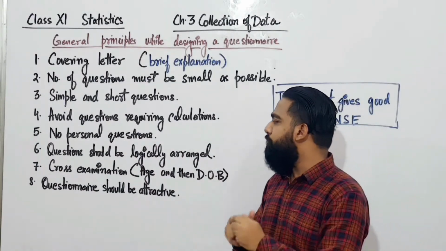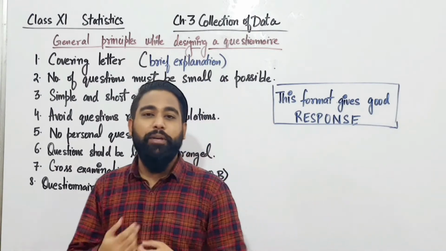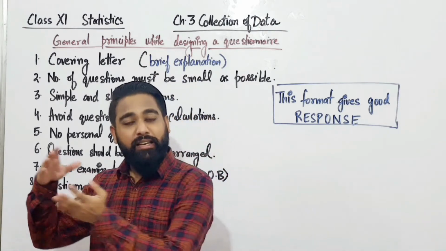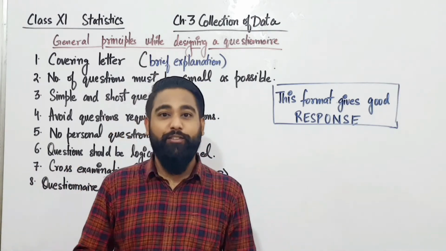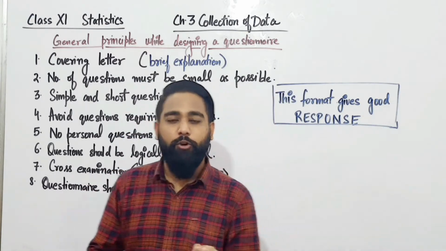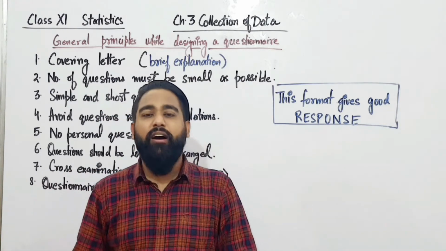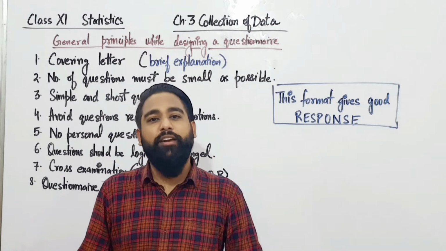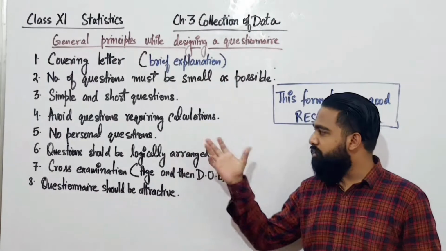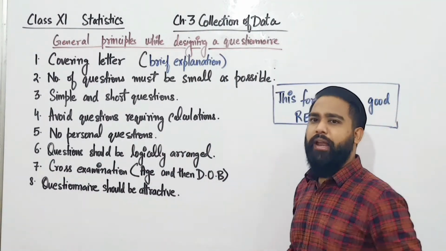Sixth one, questions should be logically arranged. For example, if the questionnaire first asks how many children you have, and on the next question asks, are you married or not, it will be very funny for the questionnaire. Firstly, the investigator must ask whether you are married or not, and after that a sub-question should mention how many kids or children. So the sequence of the questions must be arranged in a logical manner.